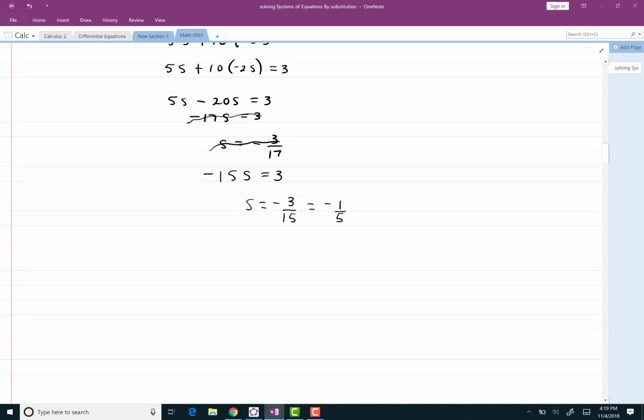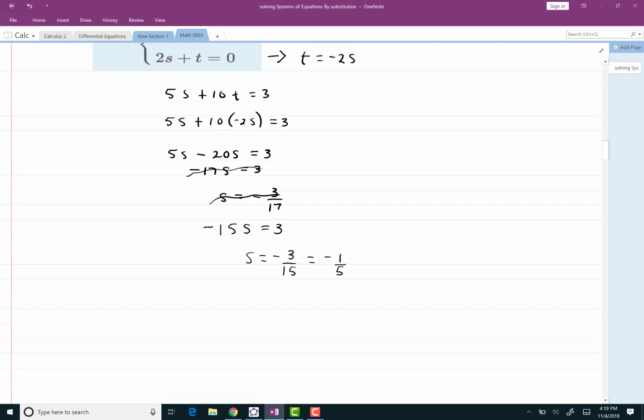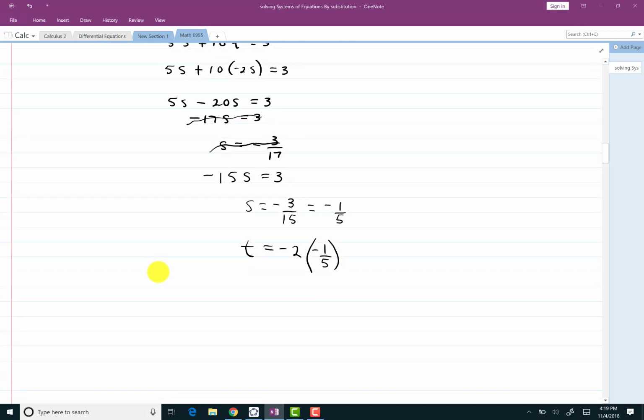Now you can scroll back up and try to discover what t was. Here we have t equals negative 2s. So let me go ahead and put it in here. T equals negative 2, and then instead of an s, I'll put the negative 1 over 5. And so you get an answer for t is 2 over 5. So my answer then is going to be, put the s value first, negative 1/5, comma 2/5.